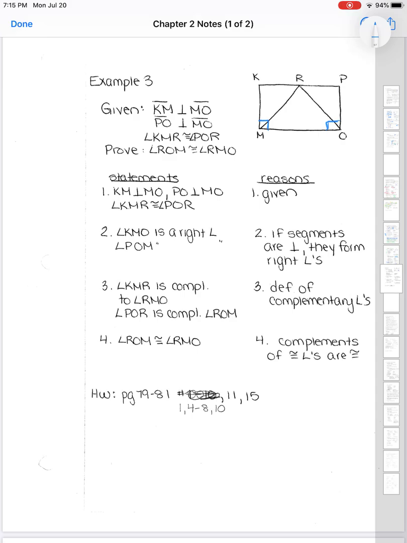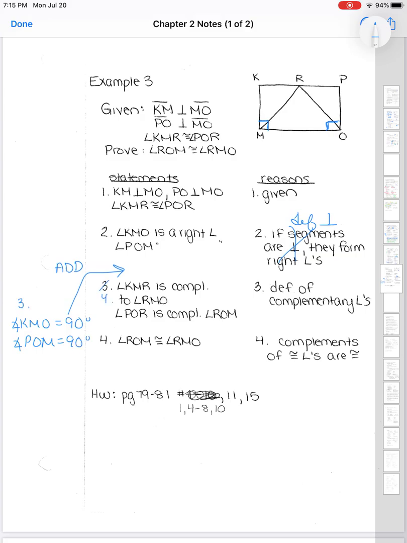All right, last and final one here. So KM perpendicular to MO, PO perpendicular, and KMR is congruent to POR. So we have our first statement, we have our first reason. Well, if it's perpendicular, we have a right angle. So we have that. So we can actually just write definition perpendicular. We don't have to write the whole thing out. Again, I'm skipping the one line here. We have to add this in here. We have to say that angle KMO equals 90 and angle POM equals 90. So this is line 3.